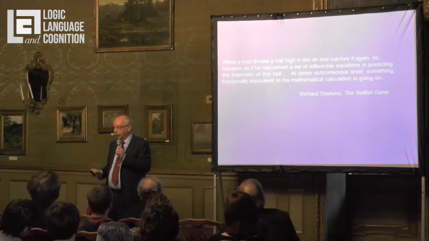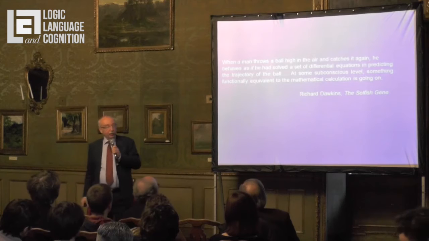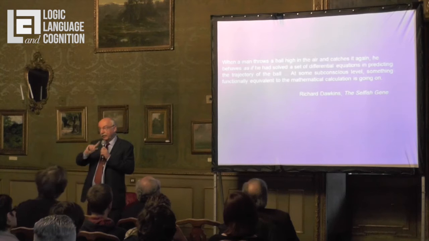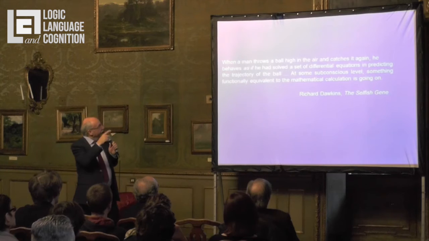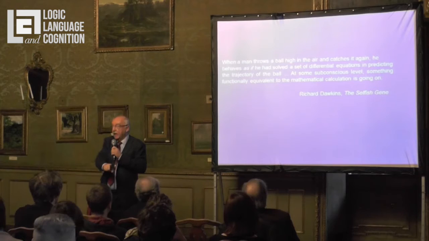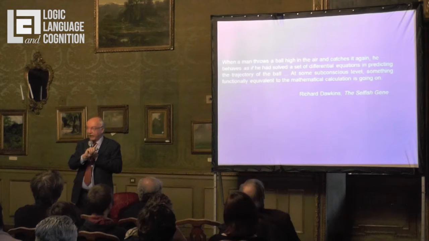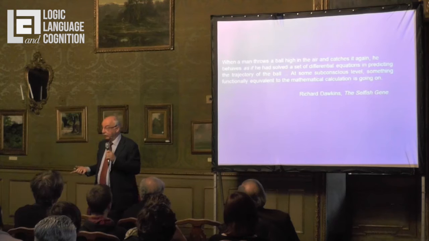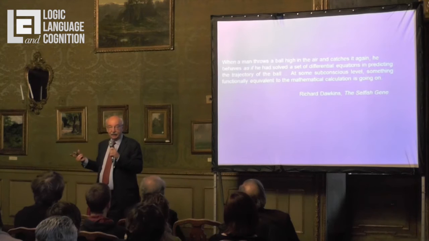Now, let's go for the first alternative. That's what the typical view is: a complex solution. I got you a quote from Richard Dawkins' wonderful and famous book, but that's something where he got it wrong. He says, when a man throws a ball high in the air, he behaves as if he had solved a set of differential equations in his head, basically estimating the trajectory of the ball. Note that he puts the term "as if" in. He knows exactly that we certainly don't know how to do it, or the unconscious will also not know how to do it, but what else could it be? So that's basically economic theory here.